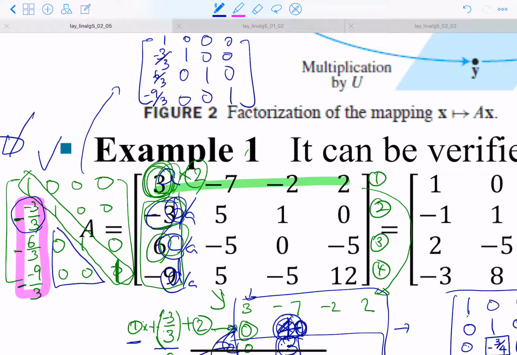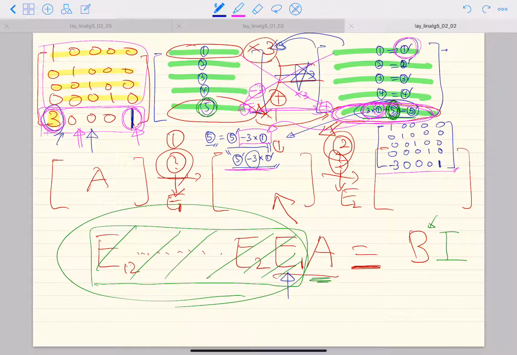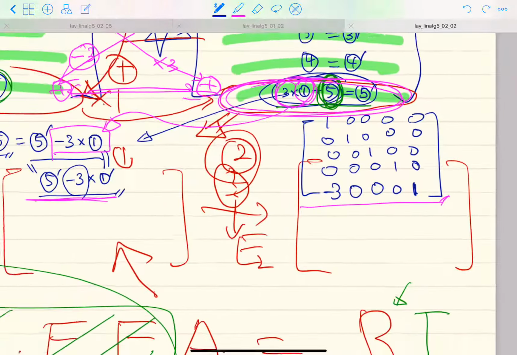Again, the new second row. Let's denote it as 2 prime. The new second row is the old second row minus b over a times the old first row. That's how we make this guy 0. And from here, how can we represent the old second row as a linear combination of the new rows? I'm just doing the same thing that we did in order to obtain the inverse matrix of it.